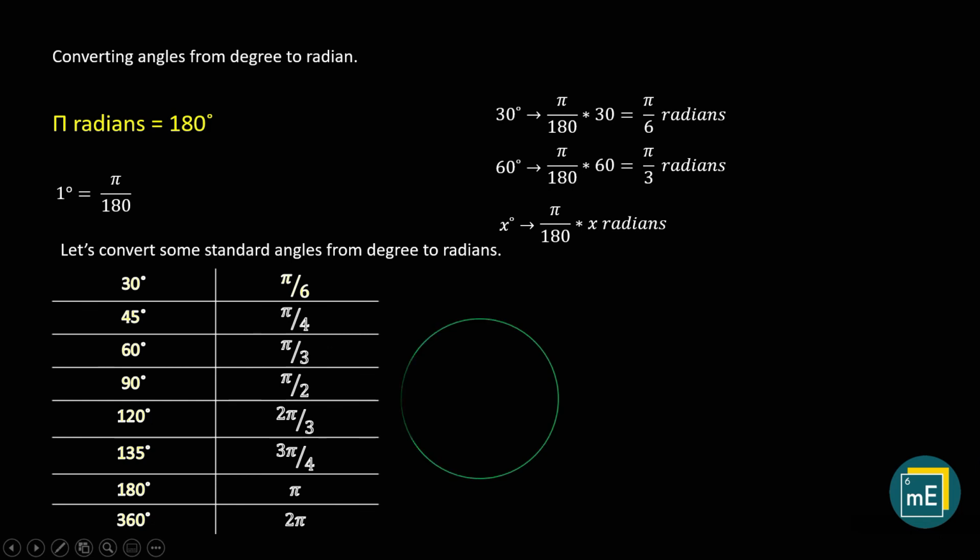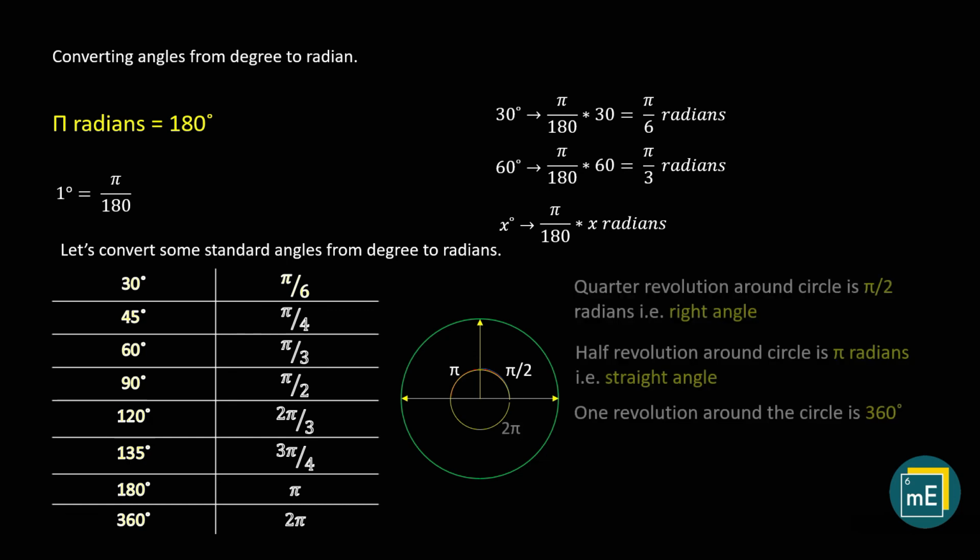Using this idea, we can say that in a circle, a quarter circle corresponds to 90 degrees, which is equal to pi by 2 radians. A semicircle corresponds to an angle of 180 degrees, which is equal to pi radians, and one revolution around the circle corresponds to an angle of 360 degrees, which is equal to 2 pi radians.